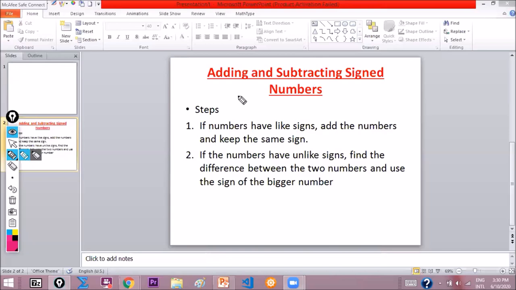If you have 15 plus a bracket minus 25. Can you do this? What's the answer for this? Minus 10. Okay, that's great.